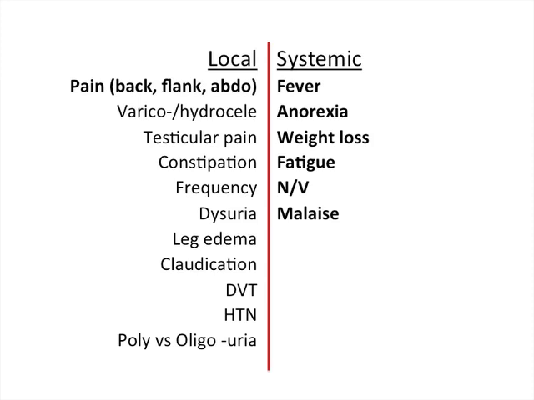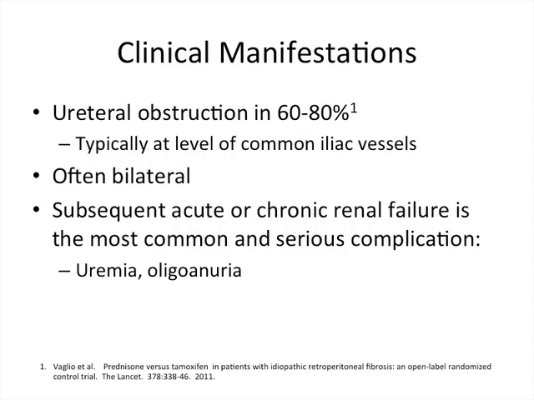And then you can see in the local column there that there are other symptoms and signs listed that one can easily link to the structures that would be involved with an encasing or obstructing mass effect. Ureteral obstruction is present in 60 to 80% and typically occurs at the level of the common iliac vessels. The disease often presents bilaterally, and subsequent acute or chronic renal failure is quite a common presentation for patients who come in with uremia or oliguria.